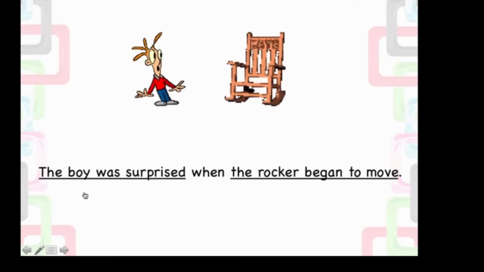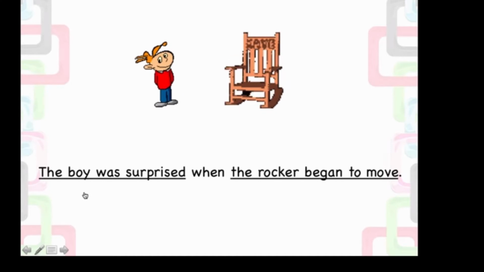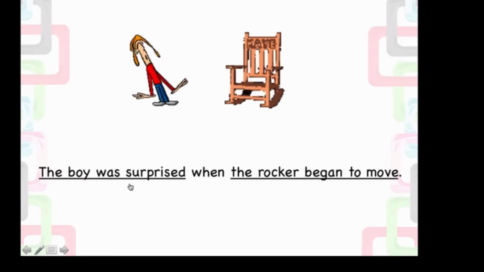The boy was surprised when the rocker began to move. Now, I'd be pretty surprised too if that thing started to move by itself.